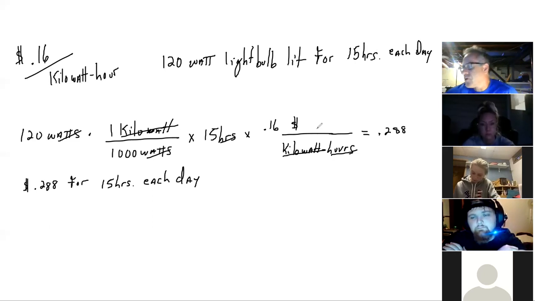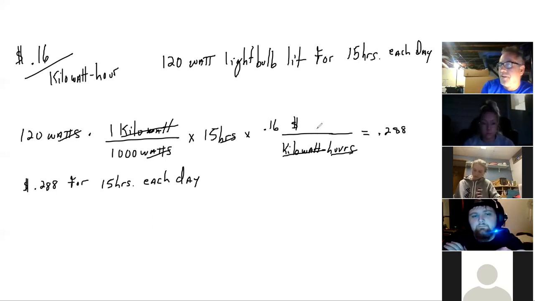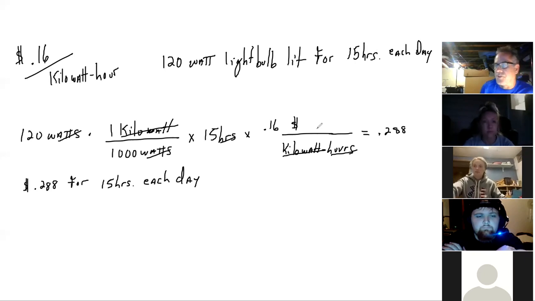Now, the second question is going to be, how much could you save, and not for a day, but for a year, if you replace that light bulb with one that only uses 12 watts of power? So to figure that out, first I need to figure how much is it going to cost to light up that 120 watt light bulb for the whole year, given that it's going to cost you this amount per day.